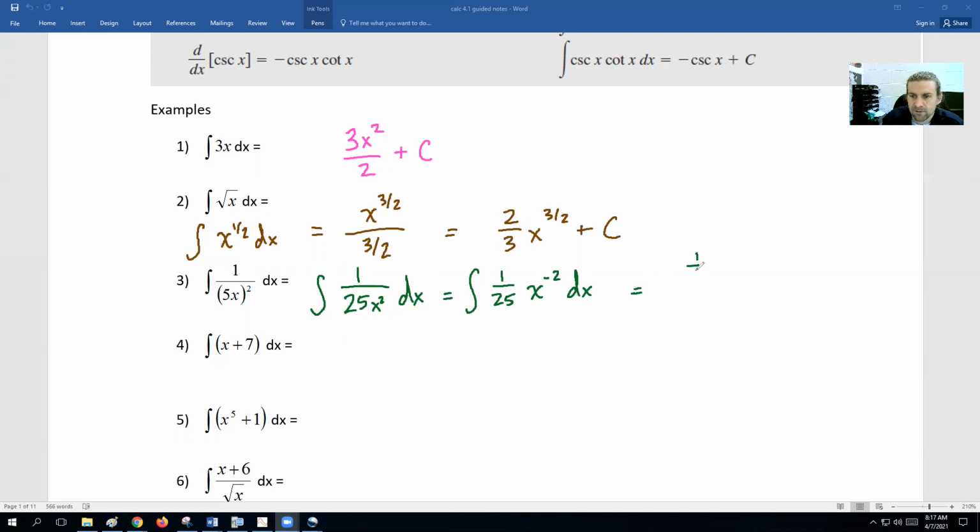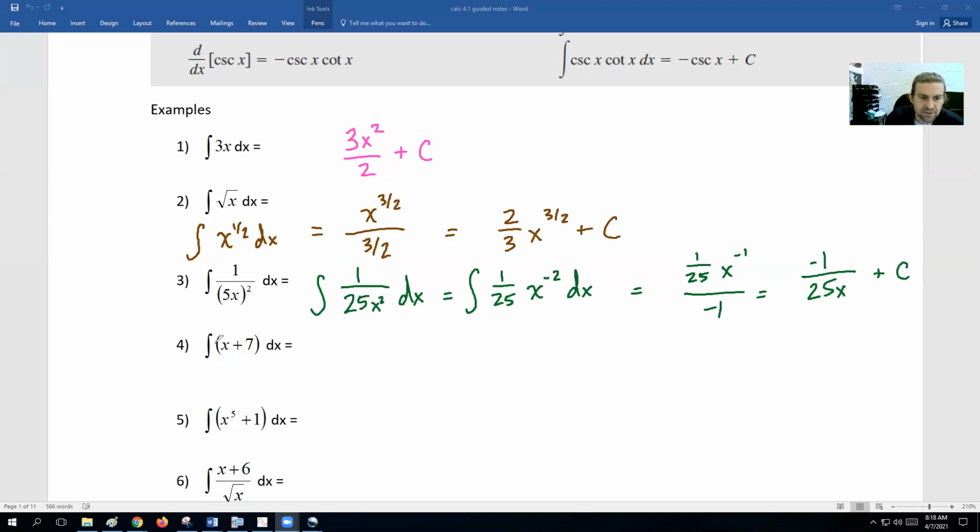All right, so we got 1 over 25. We're going to bump that up a power. So this would be x to the negative 1 power. We divide by that number. Okay, so let's clean this up. If I divide this by -1, this would be -1 over 25. And the x to the negative 1st power would just be on the bottom here. So the integral would be -1 over 25x plus c.